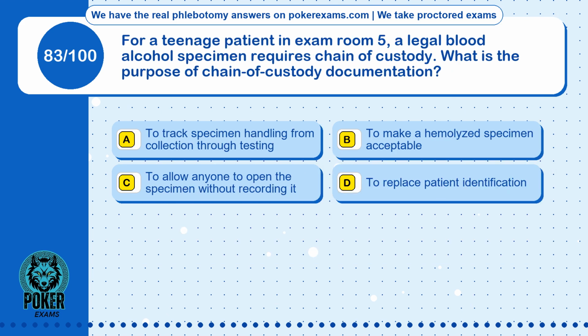Question 83. For a teenage patient in exam room 5, a legal blood alcohol specimen requires chain of custody. What is the purpose of chain of custody documentation? Option A. To track specimen handling from collection through testing. Option B. To make a hemolyzed specimen acceptable. Option C. To allow anyone to open the specimen without recording it. Option D. To replace patient identification.